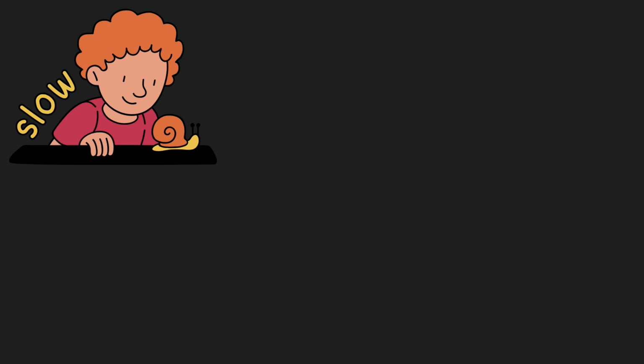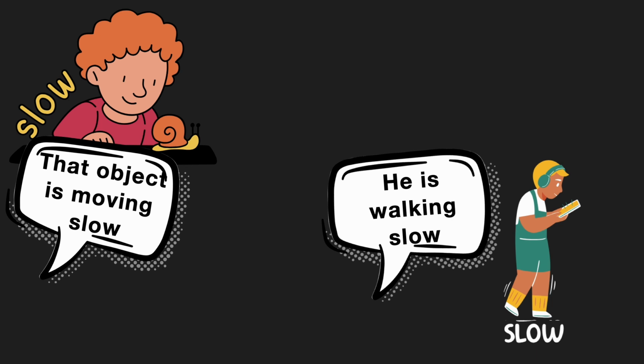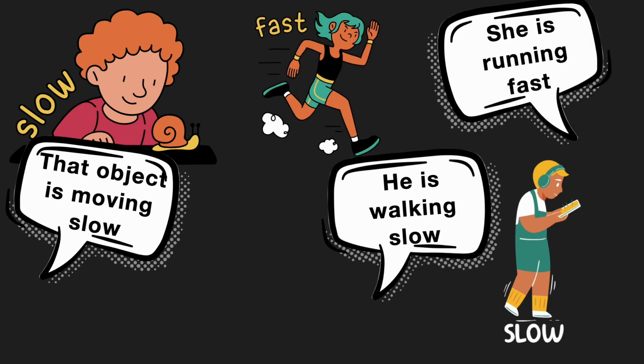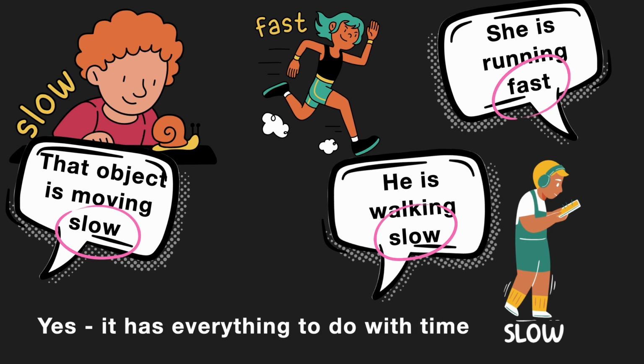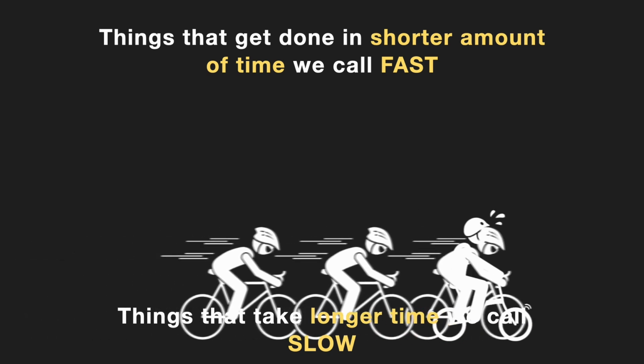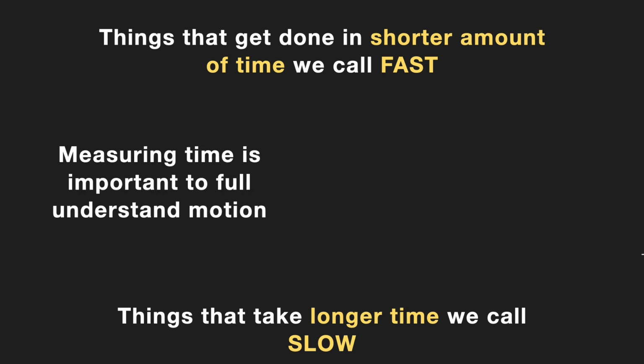Now think about this. We see so many objects in motion in our daily life. Sometimes we say that object is really slow. Other times we say he is walking very slow. And then we say she is running fast. But what do we really mean when we say something is slow or fast? What exactly are we talking about? Take a moment to think. Yes, it has everything to do with time. When something takes a longer time, we call it slow. And when something gets done in a shorter amount of time, we call it fast. So to truly understand fast and slow motion, we need to know how much time is being taken. That's why measuring time is such an important part of understanding motion.